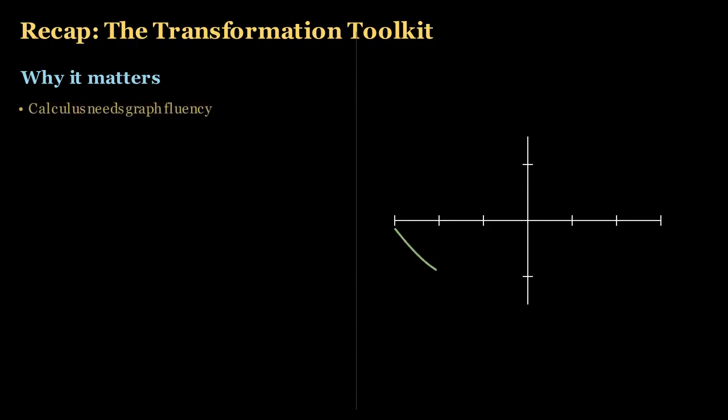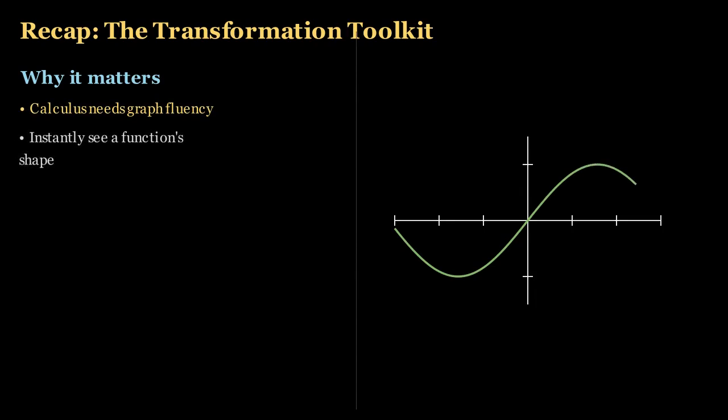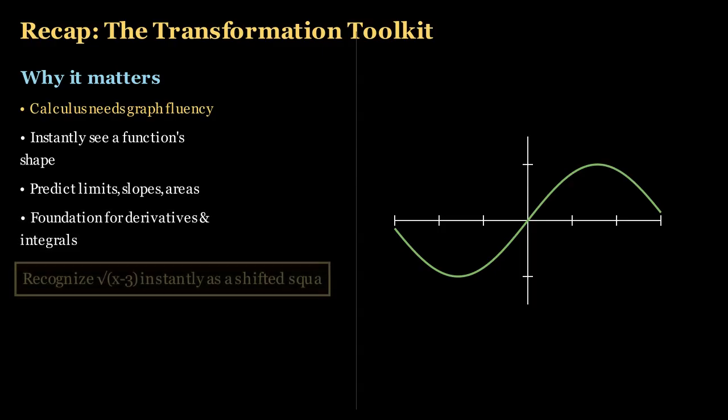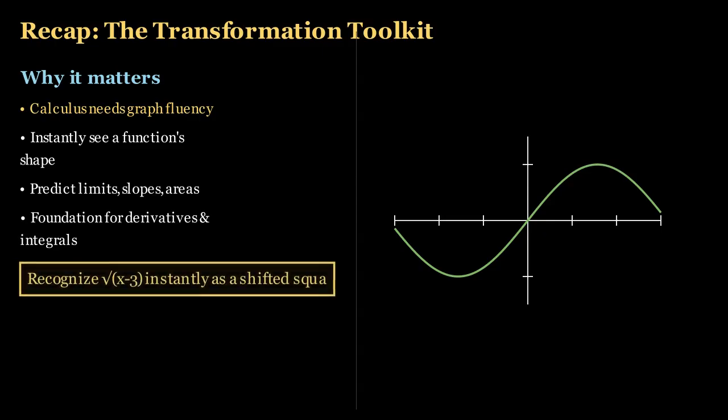The transformation toolkit gives you instant recognition. When you see something like 2 times the square root of x minus 3 plus 1, you don't see a mess of symbols. You see the parent square root graph, shifted right by 3, stretched vertically by 2, and lifted up by 1. You can immediately picture its starting point, its general shape, and how it grows. This fluency lets you focus on the calculus concepts, limits, derivatives, integrals, instead of getting stuck on the graph itself. It is the visual language that makes everything else in this course easier.